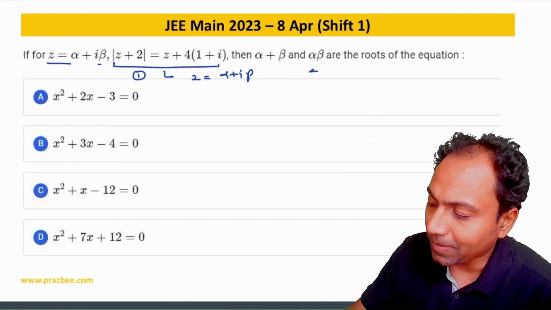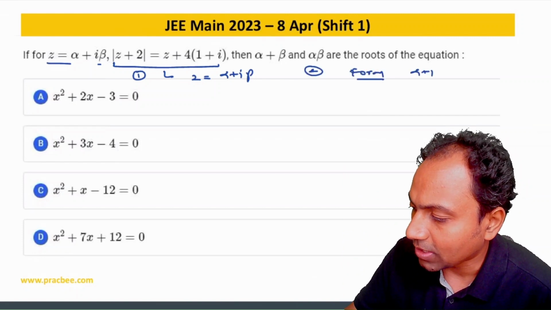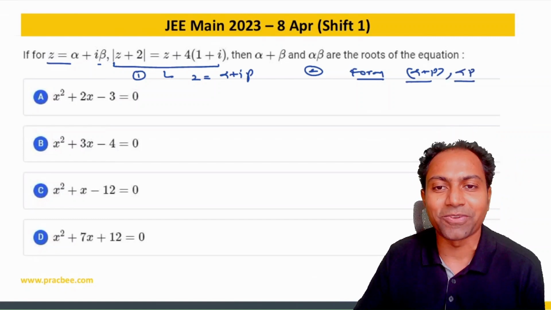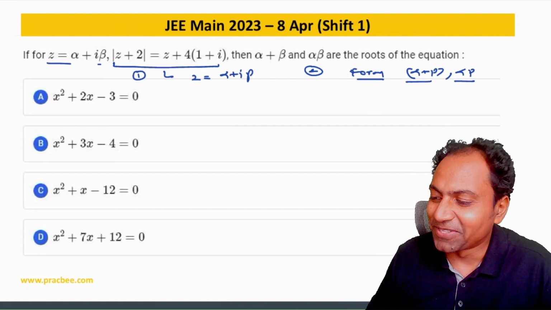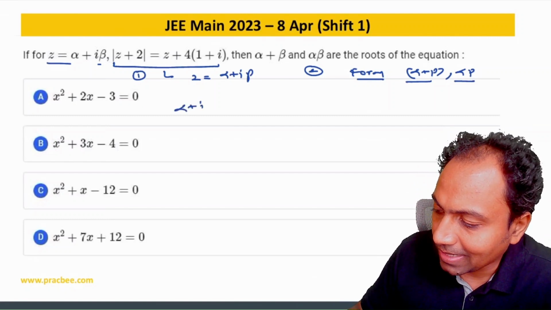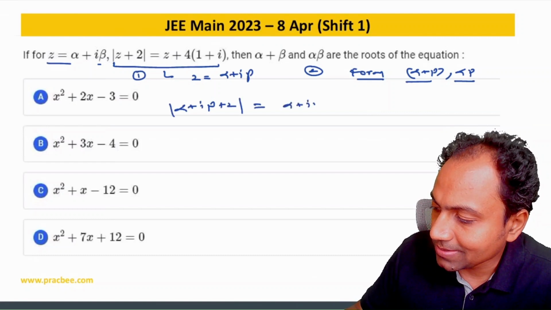And the second part says that you form a quadratic equation which has roots alpha plus beta and alpha beta. You need to be very careful, otherwise the answer can go wrong very soon. So let us start with the first part. So if I put this value alpha plus i beta, plus 2, the mod is equal to alpha plus i beta plus 4 plus 4i.